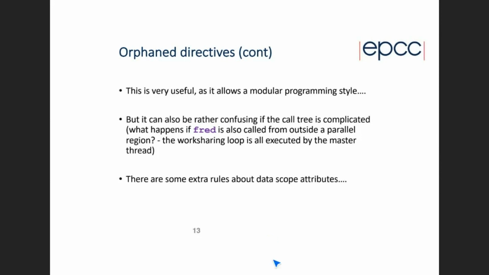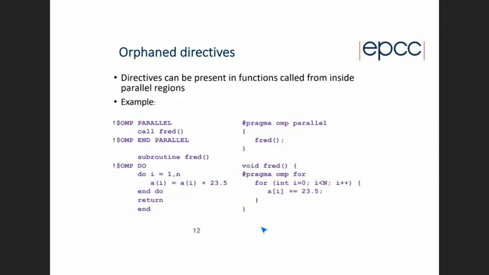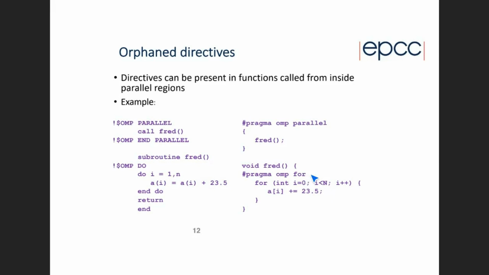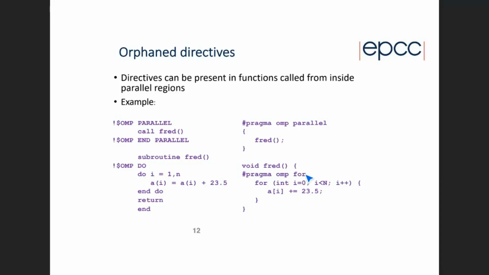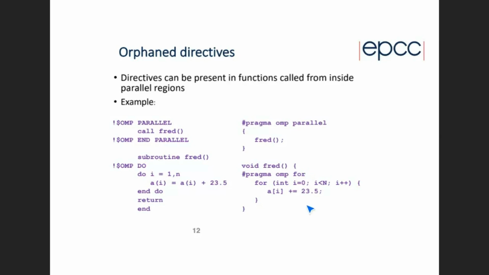You might wonder, what happens if I also have a call to thread here, which is not inside a parallel region? What happens to this directive? There are some rules here, but effectively, if you call this from outside a parallel region, this directive gets ignored, and the whole loop will be executed by the master thread.